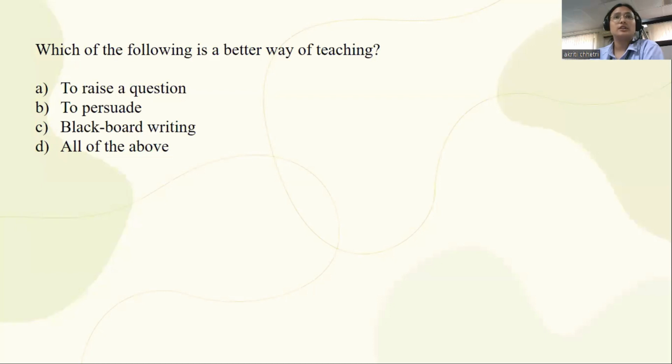Next question, which of the following is a better way of teaching? To raise a question, to persuade, blackboard writing, or all of the above. To raise a question, yes, a better way of teaching, like you are asking questions of the students. To persuade, yes, you persuade the students one by one. You have to look after every student.